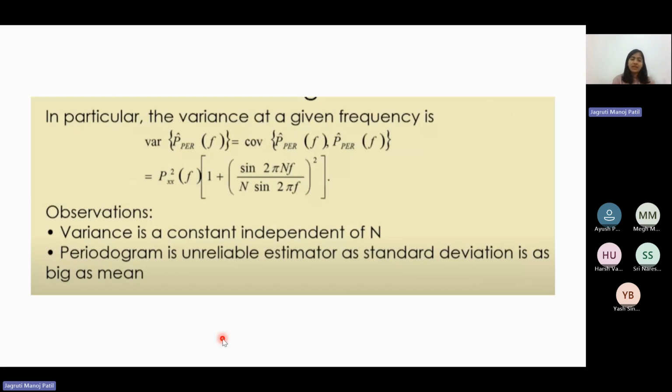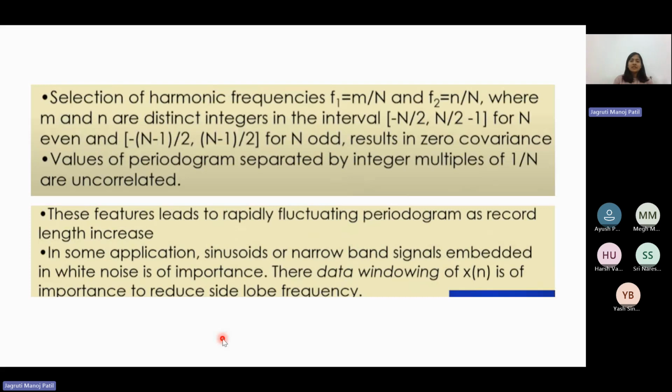So it's very big, and if the average and variance are overlapping with each other, it shouldn't be the case. Variance should be lesser, even if you take more and more sets or trials of your data. So then they saw that if they took different kinds of frequencies, say some harmonic frequencies.